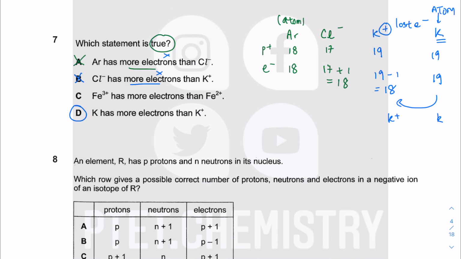Iron 2+ to iron 3+, an increase in the charges, means you lose 1 electron from iron 2+ to iron 3+. You become a higher charge cation because you lose electrons. So when you lose electrons, how can you have more electrons than what you started with? That's why C is also wrong. What I was just doing was going straight for D because it's a lot easier to check, something you're familiar with.